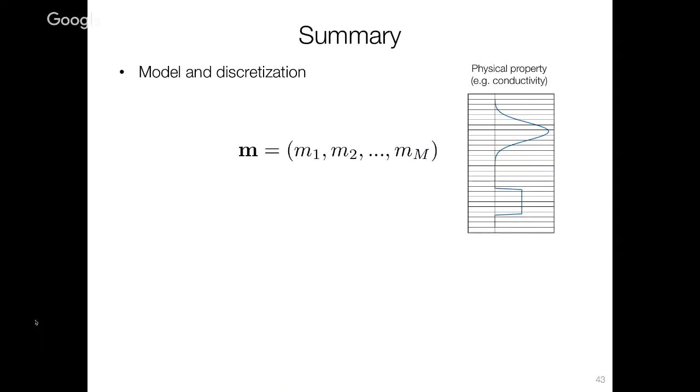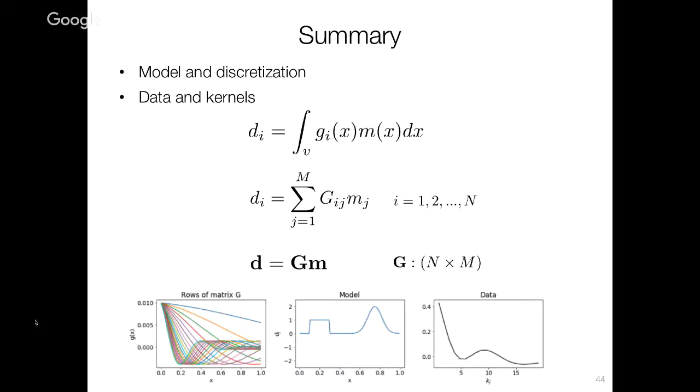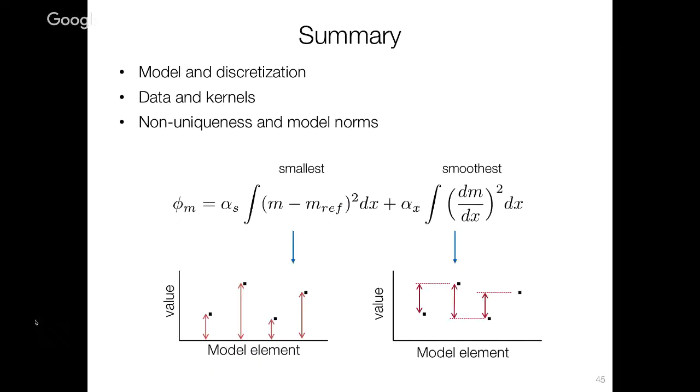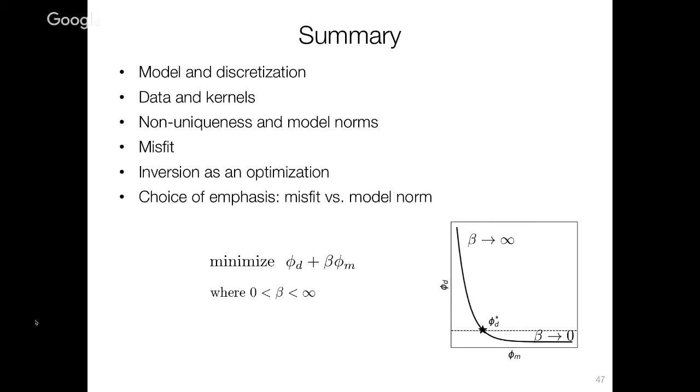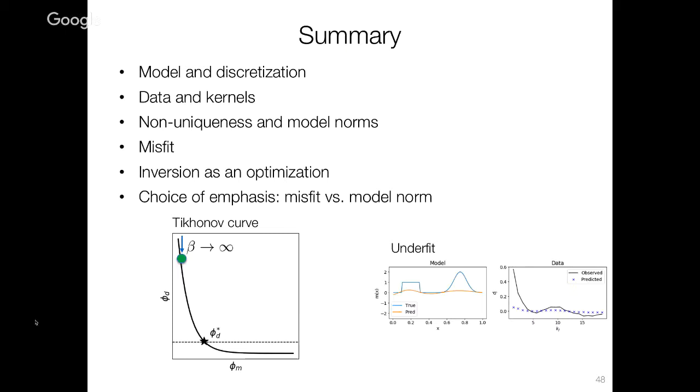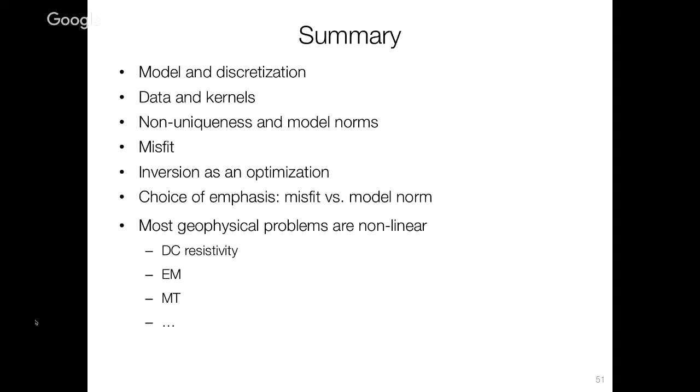So that's about it. In summary, we take our model, discretize it, and have our data equations. We need our model objective functions that are criteria for measuring size, and we've got our misfit, a target misfit, and a Tikhonov curve. If beta is too large, we're underfitting. If it's too small, we're overfitting. So we want to be someplace in the middle. And that's basically it. So that's the linear problem.